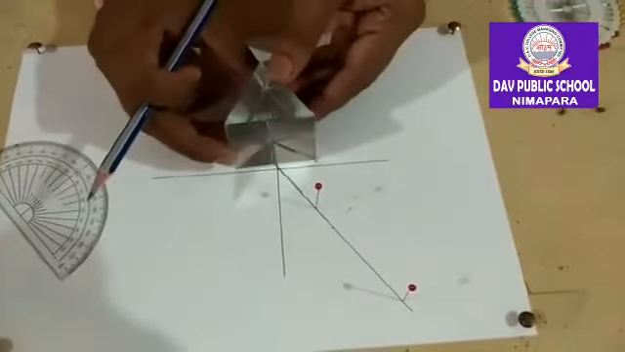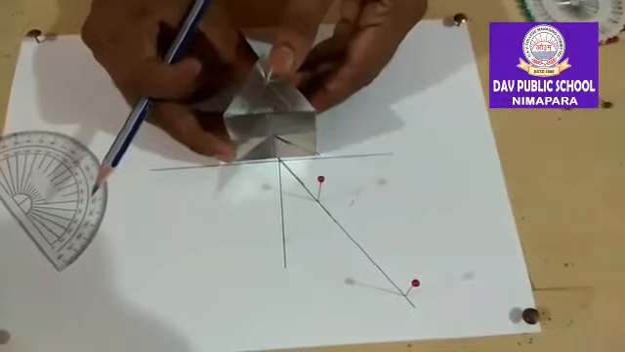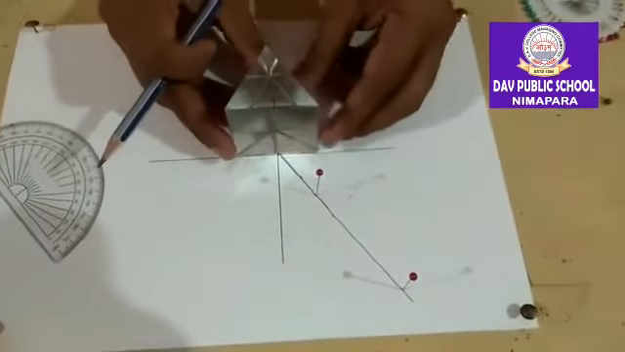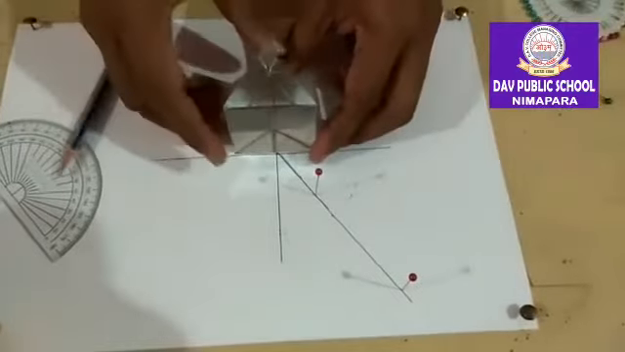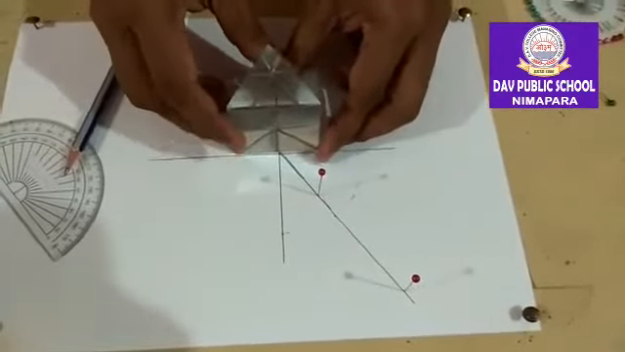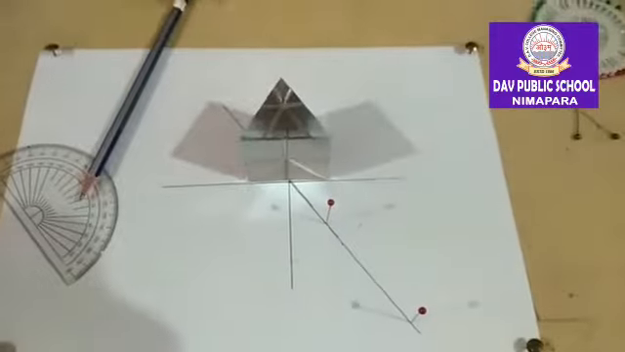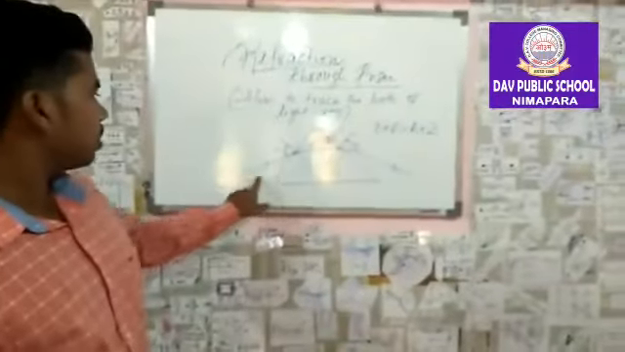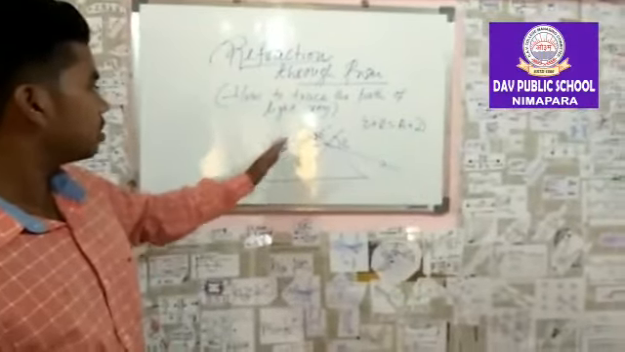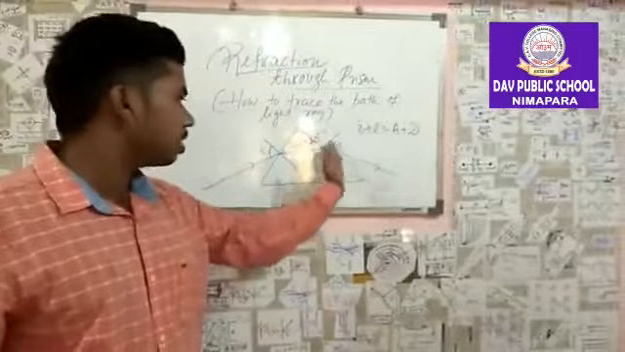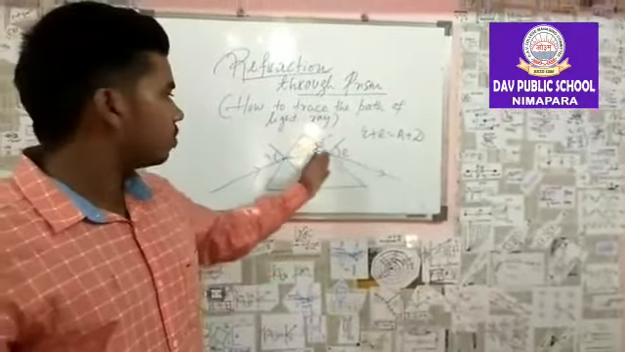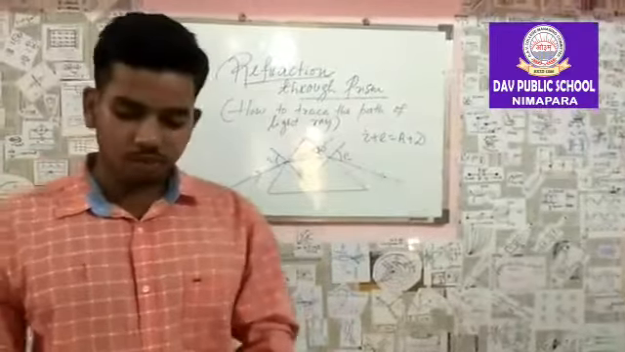Then what do I have to do? I have to place the prism in the respective outline. So I have placed it now. After placing, what do we have to do? See the whiteboard. What we have observed is that from this side it will be incident and at the other place it will refract. So I have to check the refracted emergent ray from the other face.